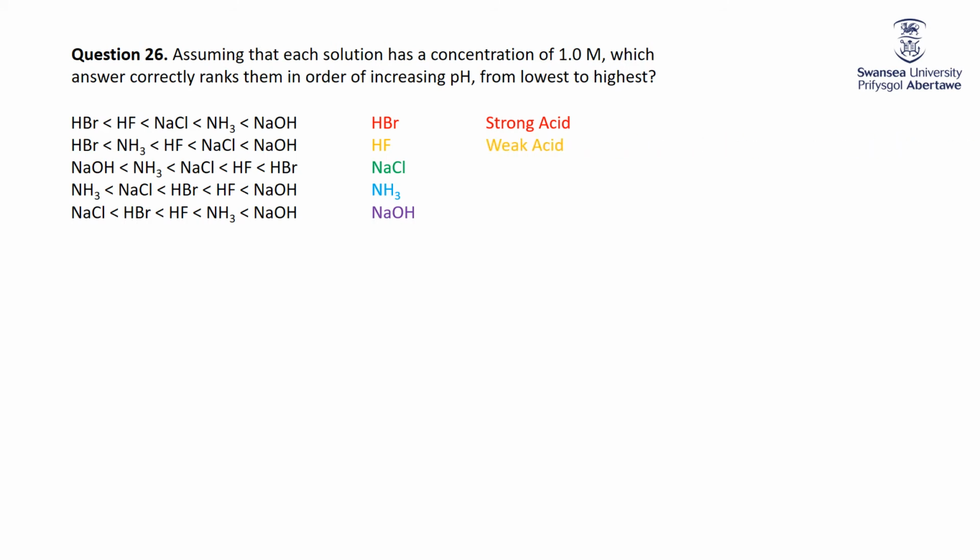NaCl has got Na+, which is nothing, Cl-, which is nothing. They're both spectator ions, so it's neutral. NH3 is a weak base, and NaOH is a strong base. So increasing pH from the lowest, the best acid, to the highest, the best base, is actually this nice order here, exactly as we did it. HBr, the strong acid, HF, neutral, weak base, strong base.